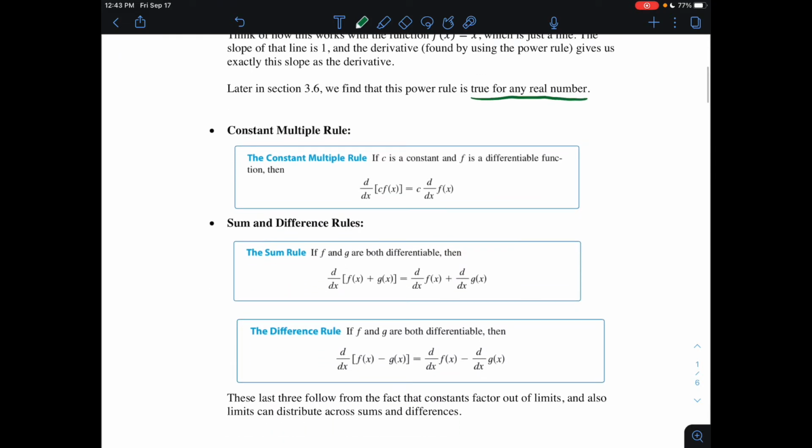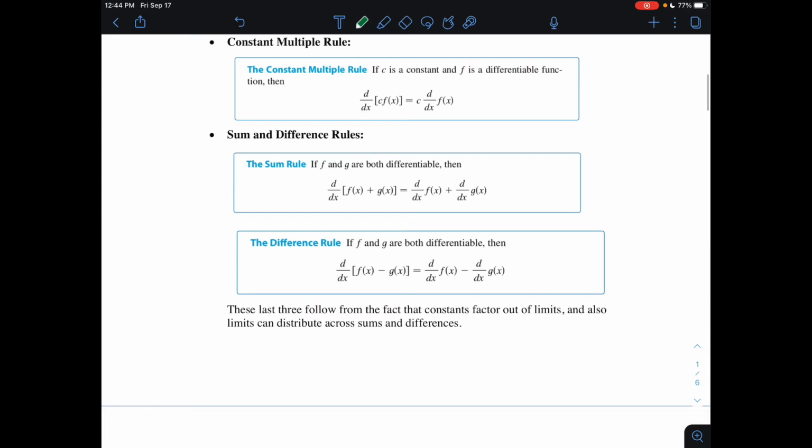The sum and difference rules. If f and g are both differentiable, then the derivative with respect to x of f of x plus g of x is equal to the derivative with respect to x of f of x plus the derivative with respect to x of g of x. And then in the same way, the difference rule: if f and g are both differentiable, then the derivative with respect to x of f of x minus g of x is equal to the derivative with respect to x of f of x minus the derivative with respect to x of g of x. Essentially, we can distribute the derivative across a sum or a difference.